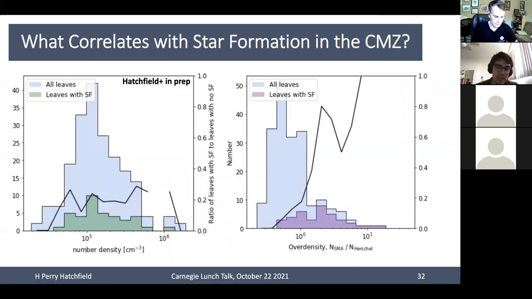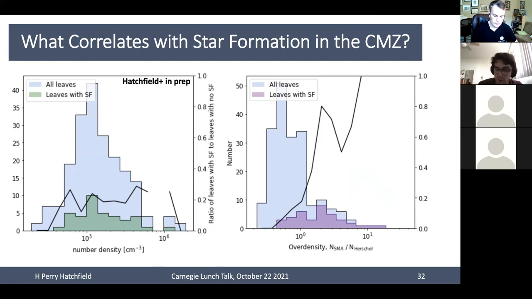And the tentative results that we're finding are a little bit surprising. We found that when we plot histograms of the leaves that are star forming and the leaves that aren't star forming, there are some interesting trends. The black lines here represent the ratio of star forming leaves to non-star forming leaves. And we find that in terms of the number density of the sources, so essentially the three-dimensional deprojected density of each source, we don't see any particular increase in the number of star-forming leaves as you go to higher densities.